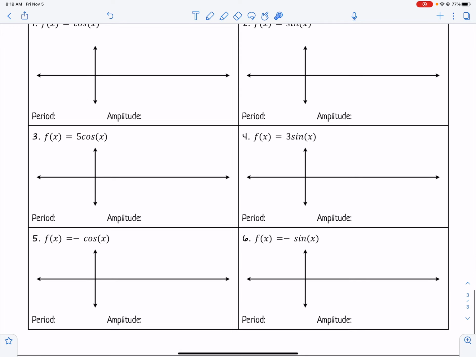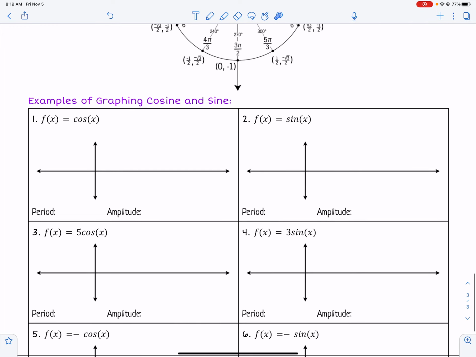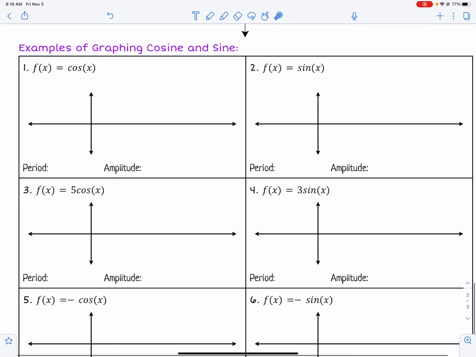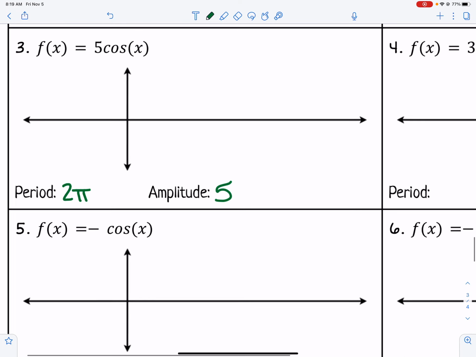So let's just look at graphing one of these functions. We have already graphed the basic cosine and sine graphs on that first page, so let's not repeat those. Let's look at number 3 and number 4. Those would be good to look at. Notice the 5 in the front, that is going to make our amplitude equal to 5. We're going to use the period of 2 pi, so I'm going to show you how to type this into Desmos to set this up so it's nice and easy to look at.